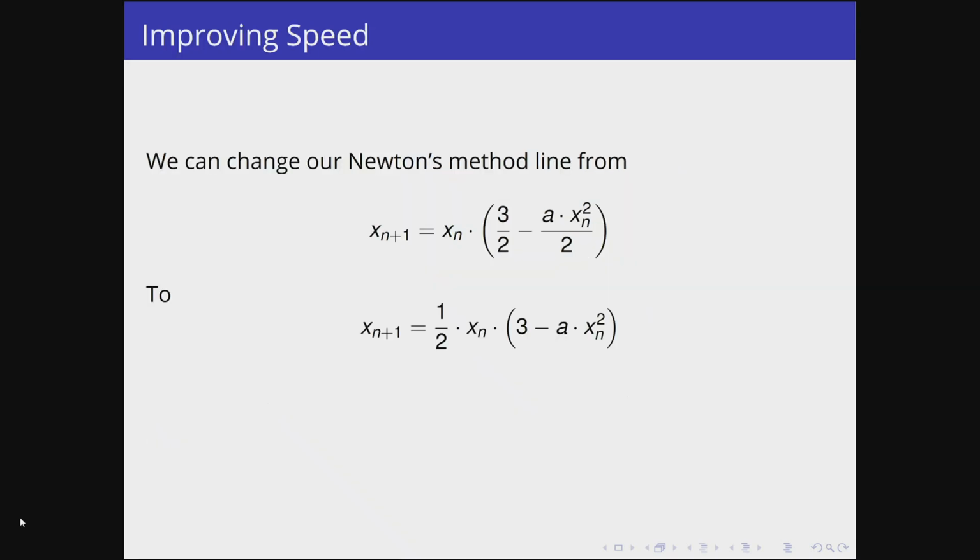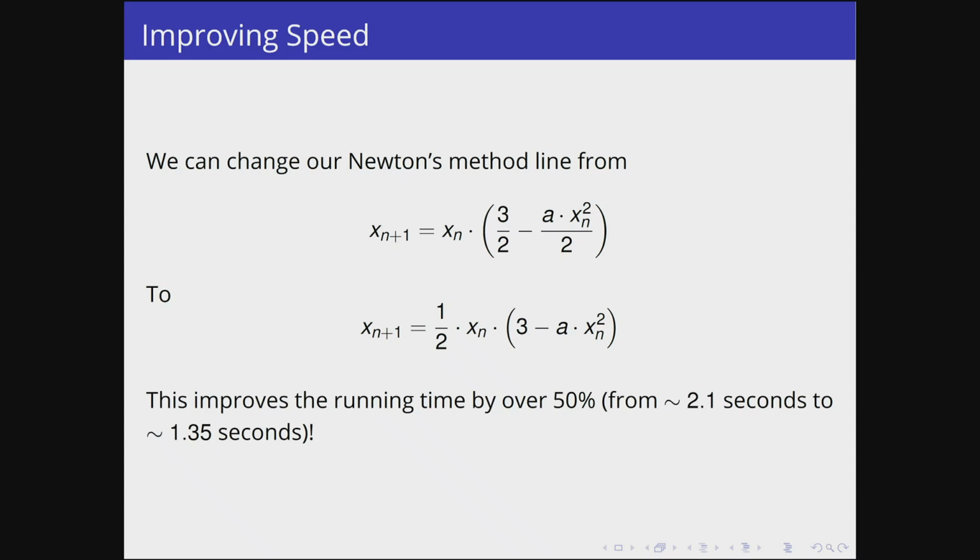Okay. Actually, we can even improve the speed of the algorithm by taking the constant 1/2 out. And if we calculate half times xn times 3 minus a times xn squared, it actually runs 50% faster, and the overall runtime goes down from 2.1 seconds to 1.35 seconds. If someone has an explanation for it, I would be really happy to hear. I didn't find any. Do you have an explanation?